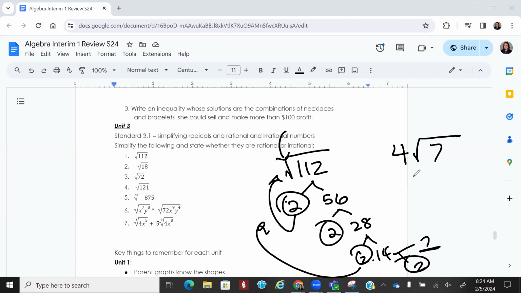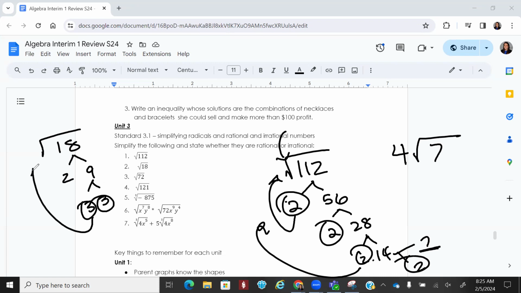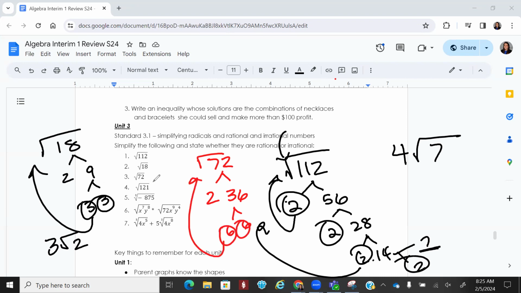Okay. All right. On number 2, we've got the square root of 18. That's divisible by 2. It's an even number. I can break 9 down into 3 and 3. I see that that's a pair. So we're going to have 3 square root of 2. On the next one, we've got square root of 72. So this breaks down into 2 and 36. I can break that down into 6 and 6. I see that there's a pair. So we're going to have 6 radical 2.